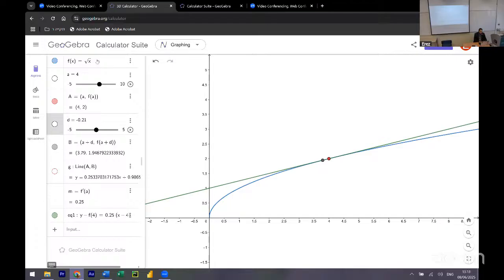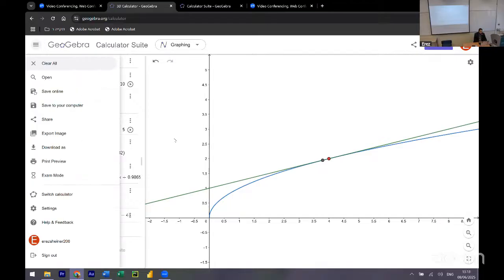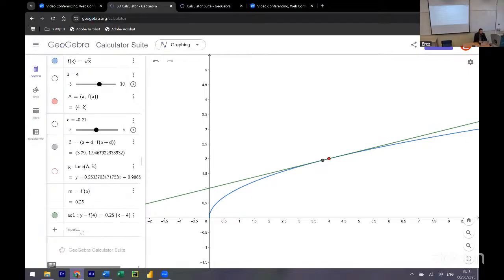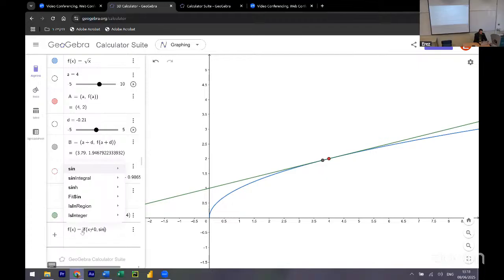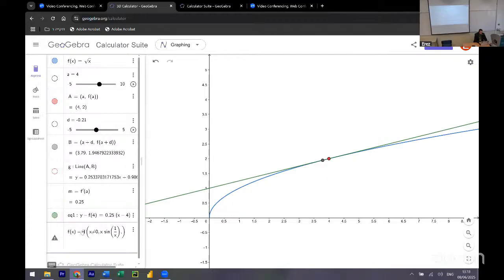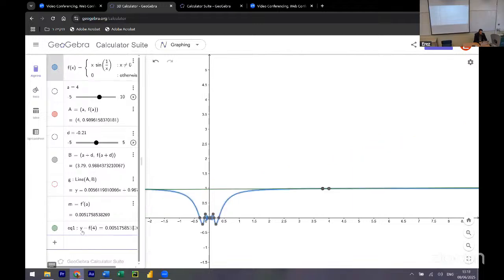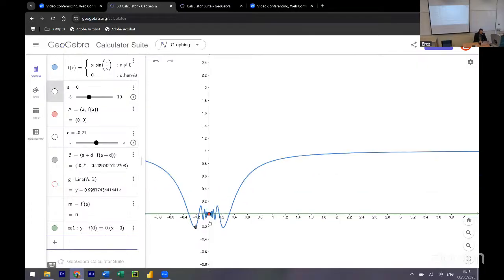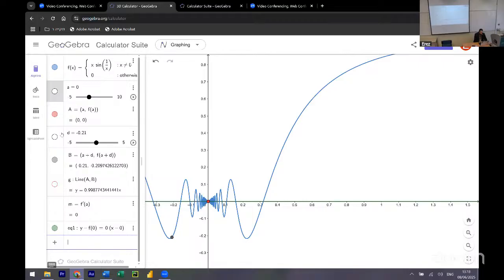And before I move on, I want to give you another example. Let's try to do it fast. F of x is, if x is not 0, then x times sine 1 over x, otherwise it's 0, and a equals 0. Great. Okay.